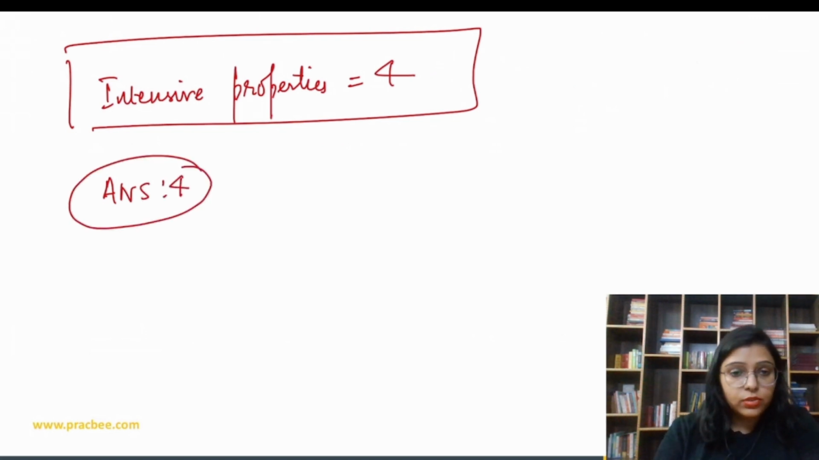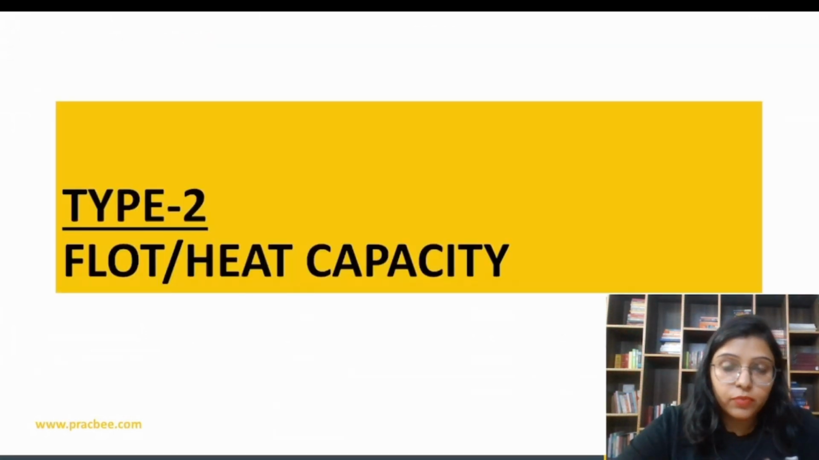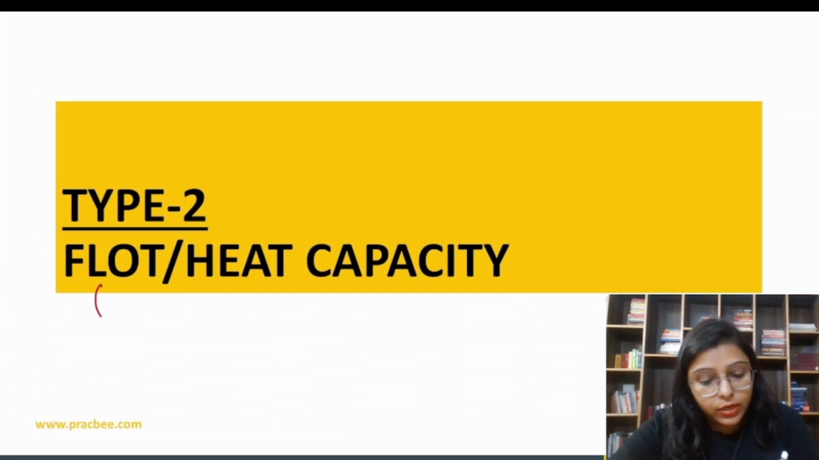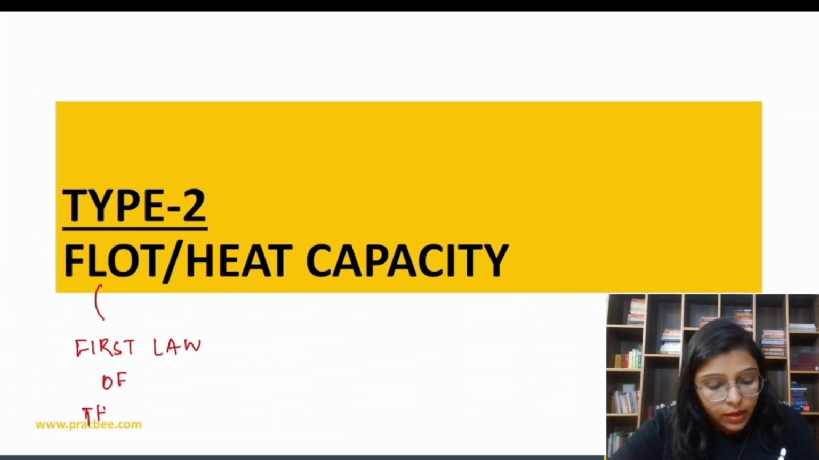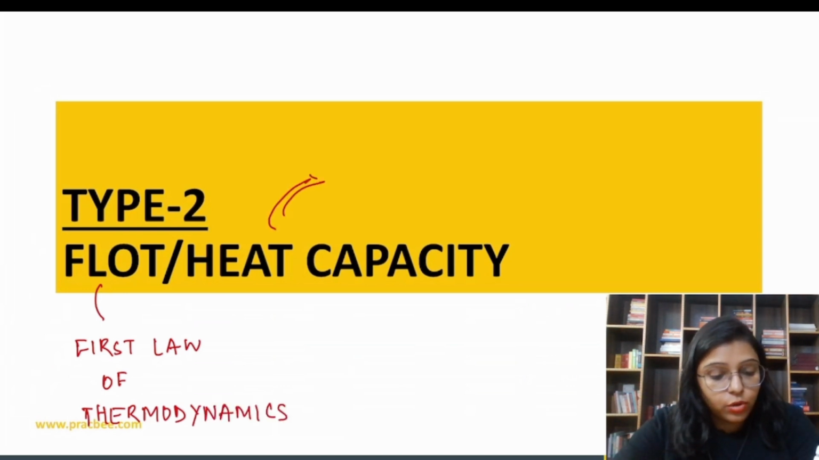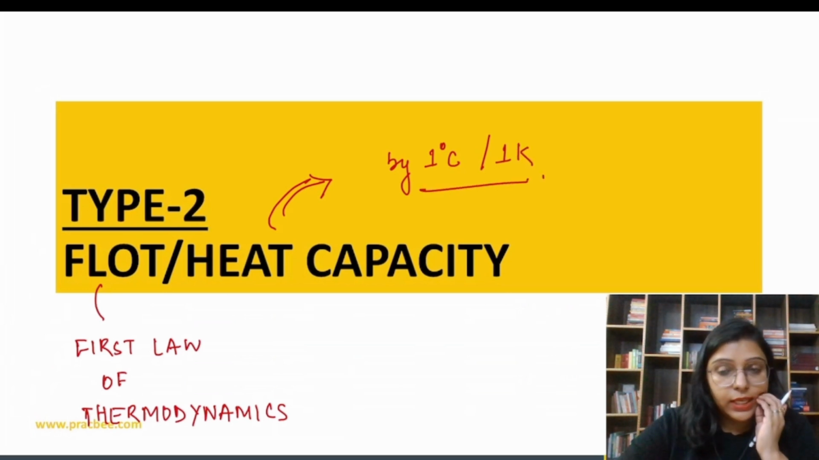Is it clear? So let's move to the next problem type. Type 2 problem, which is based on first law and heat capacity. So what is first law? It is the first law of thermodynamics. And what is heat capacity? Heat capacity is the amount of heat required to raise the temperature by 1 degree Celsius, or we can say 1 Kelvin.